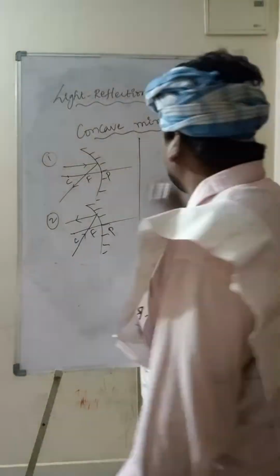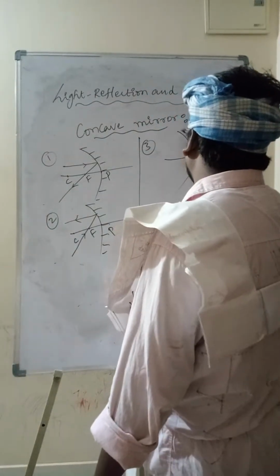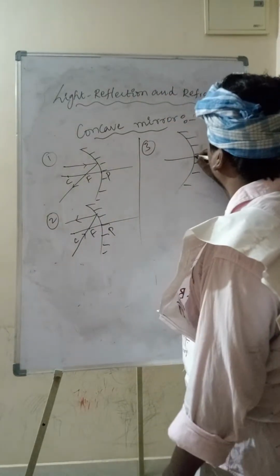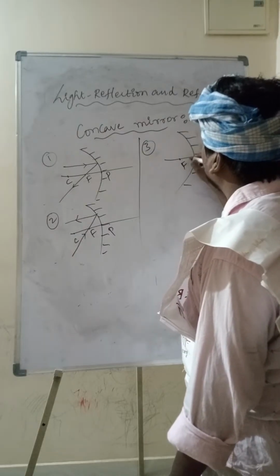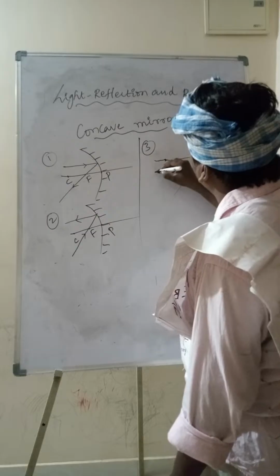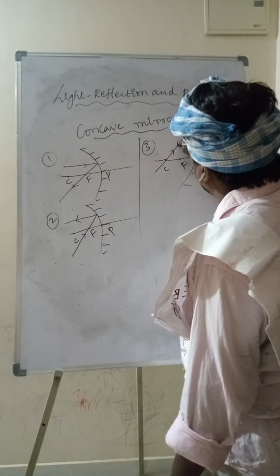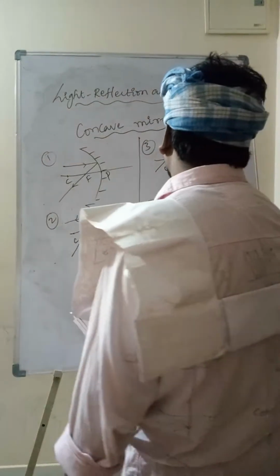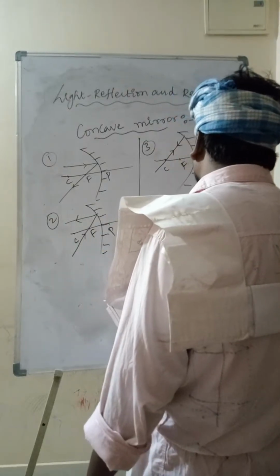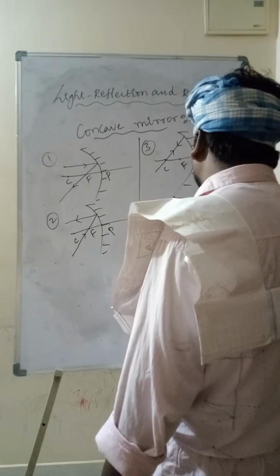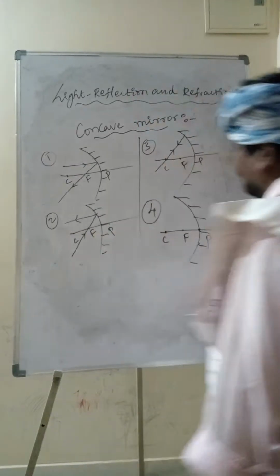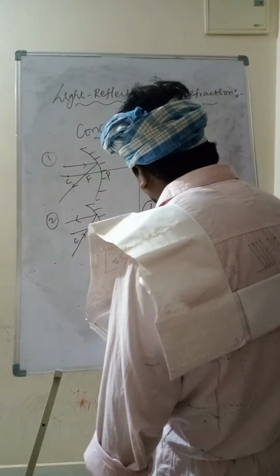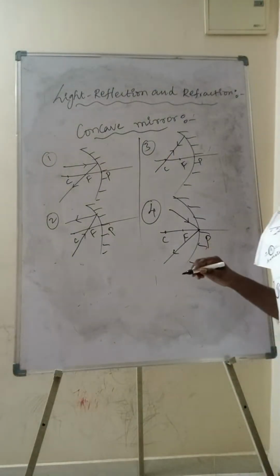And the third one, with pole, focus, center of curvature: a light ray passes through center of curvature, and after reflection retakes the original path. And the fourth one, considering pole, focus, center of curvature: a light ray incident at the pole reflects back.